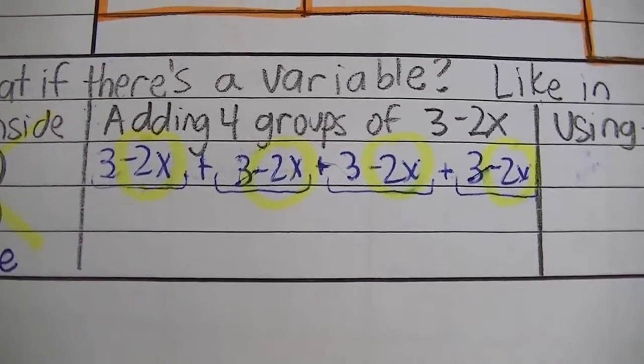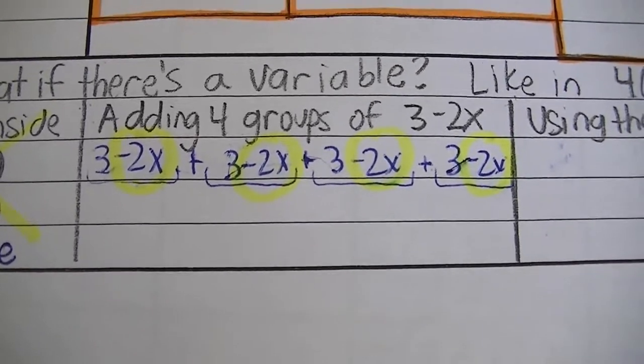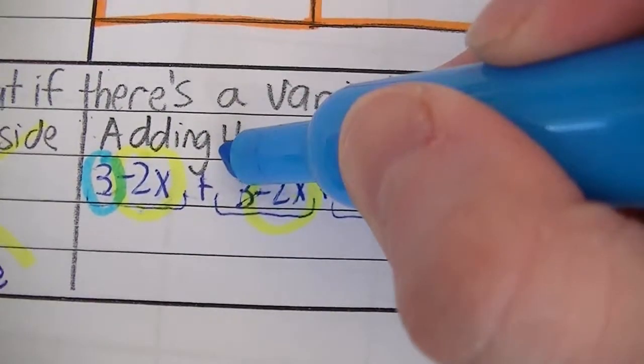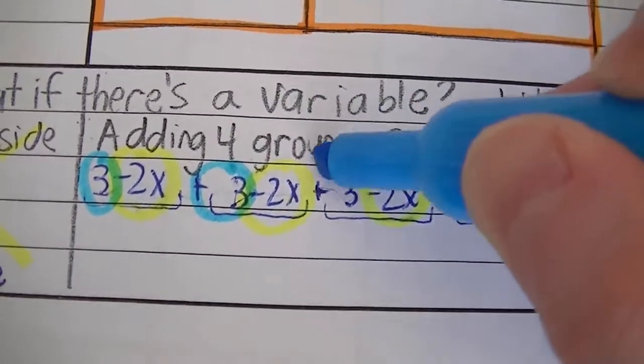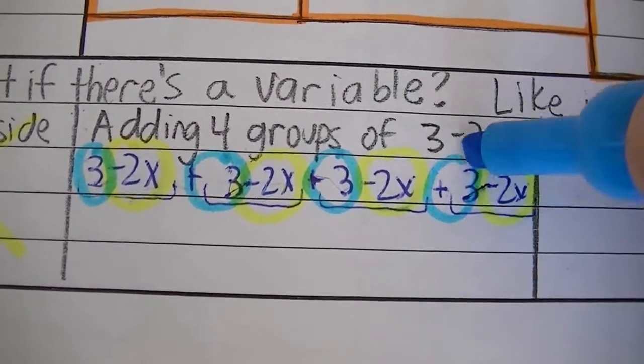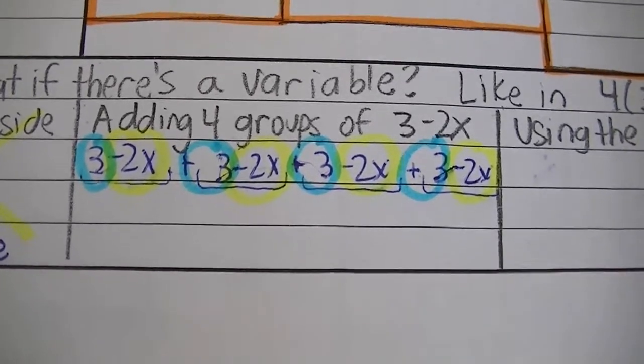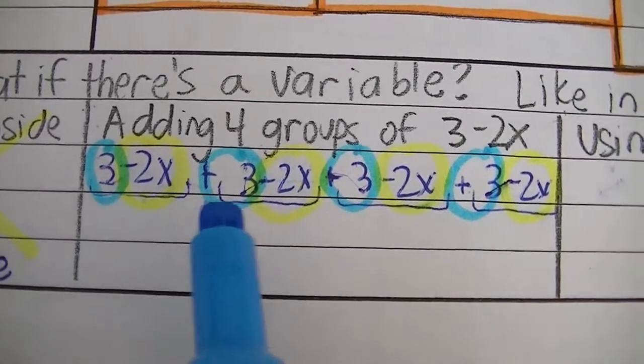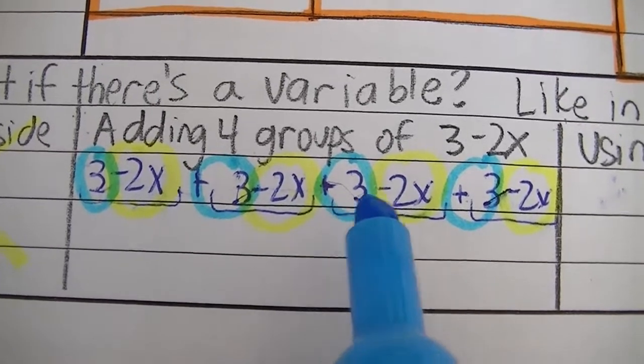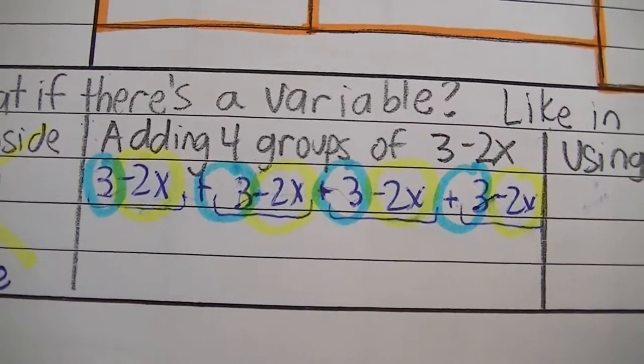And then all the other ones are positive 3's. So I'm going to go ahead and draw a circle around those in a different color. There's a positive 3, positive 3, positive 3, and positive 3. Okay? So let's go ahead and add what we can that are like terms. What's 3 plus 3 plus 3 plus 3? Well, that's a positive 12.